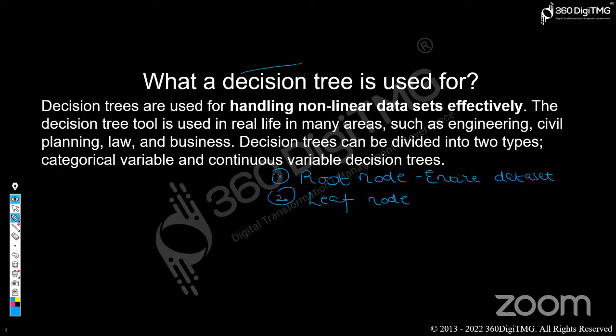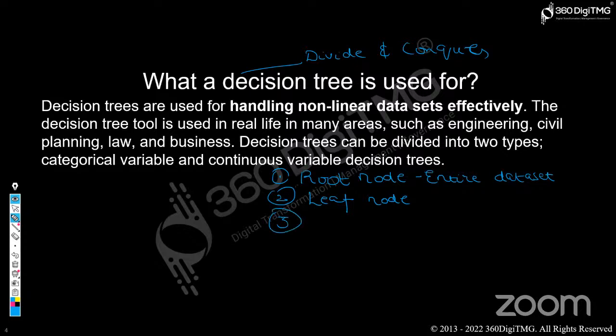Decision tree, guys, mainly works on the concept of divide and conquer. So it keeps on dividing your data set, but as soon as it reaches your leaf node, no further division of your data set is possible.